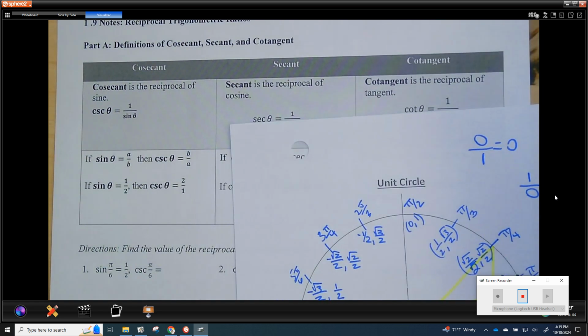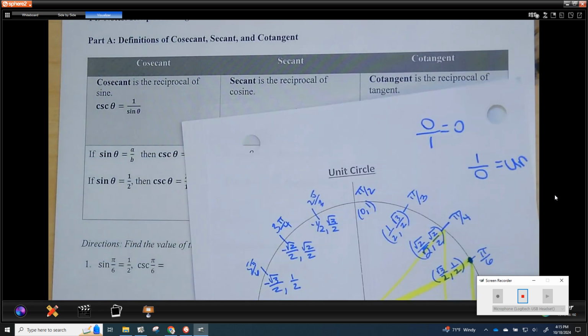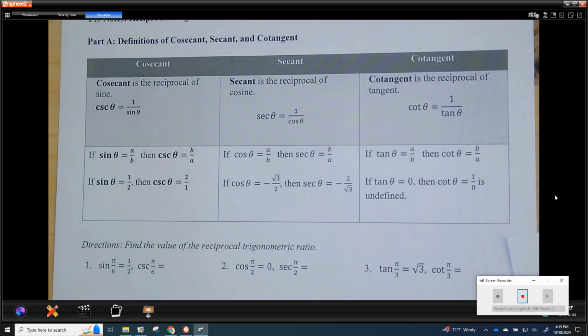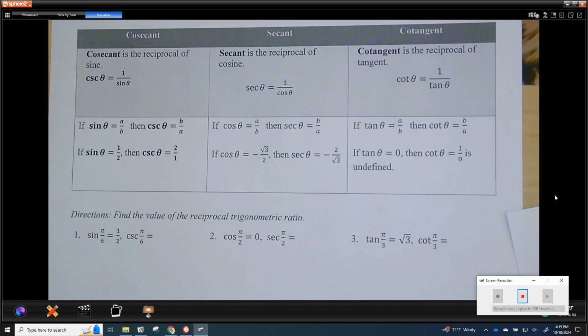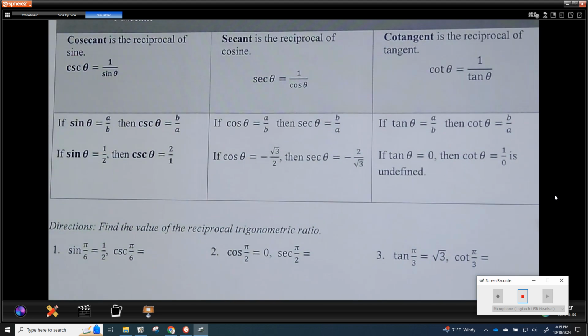Remember, sine is y. I don't want to write on this because I lend it out to people, but sine is y, cosine is x. So the reciprocal functions means that you find sine, cosine, or tangent and take the reciprocal. Reciprocal means to flip it. I don't like using the term flip it, but that's what you do.